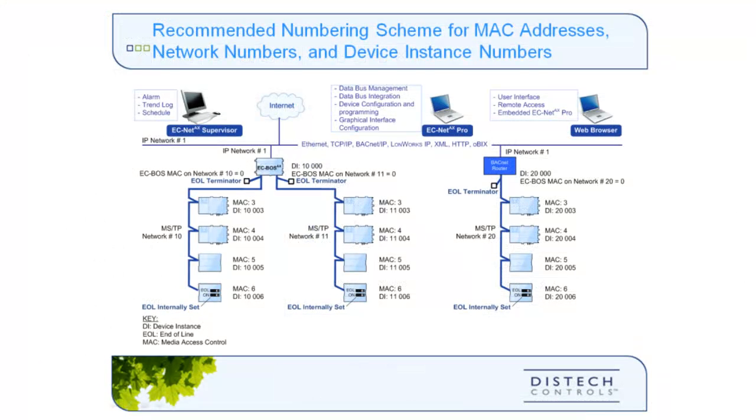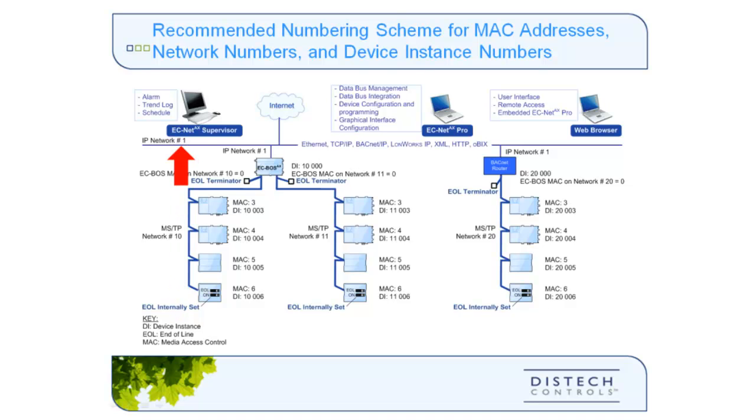We recommend the following scheme as it reuses the MAC address and network number in the device instance number to make it easier for a network administrator to know where a device is located on the network. Here is an example of a recommended numbering system. The BACnet IP network number range is from 0 to approximately 65,500. Here the network number assigned to the IP network is 1.